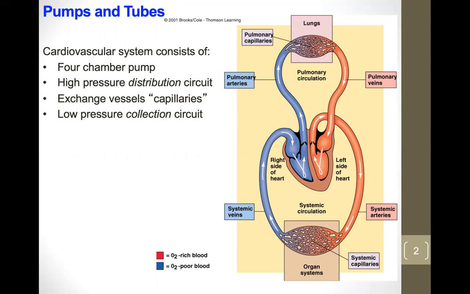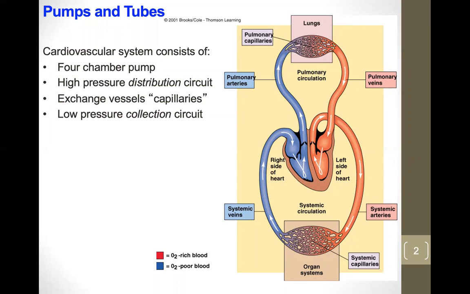Then we have exchange vessels, and you can see pictures of them here, where it's going from this high pressure and it will diffuse in pressure and then go into the collection circuit that we have here to return it back up into the pump again. And it does it both above our heart and below our heart, all throughout our body.